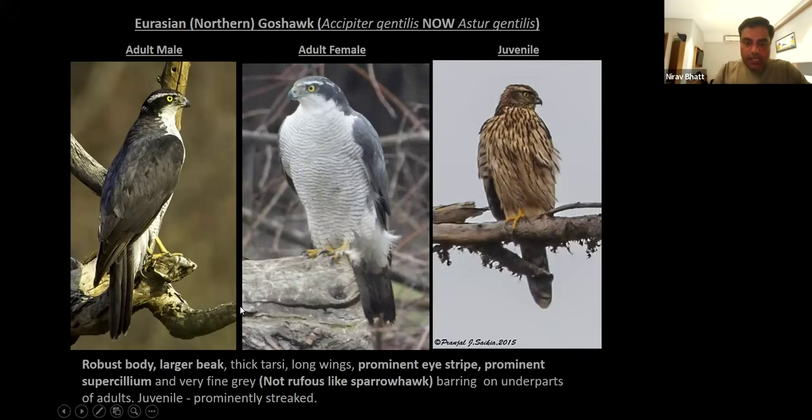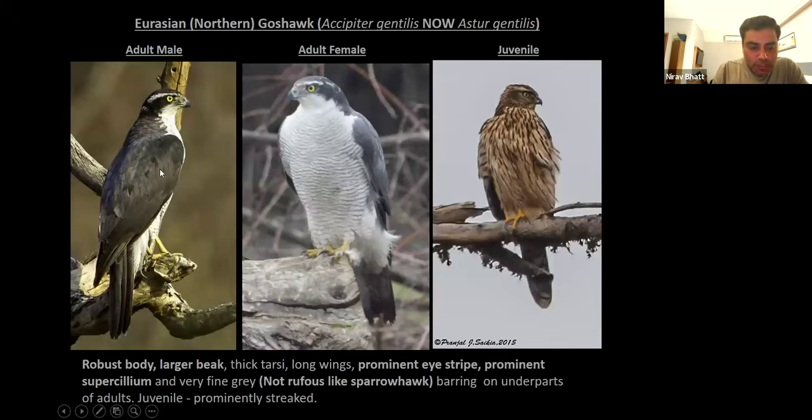Okay, we'll see the comparison of these two. So Eurasian goshawk is a much more robust body in comparison. What we saw in sparrowhawk is a slimmer body, smaller beak, and thin. Everything is very fine, thin. Here, the beak of a northern goshawk is very large. It's almost like a crested goshawk.